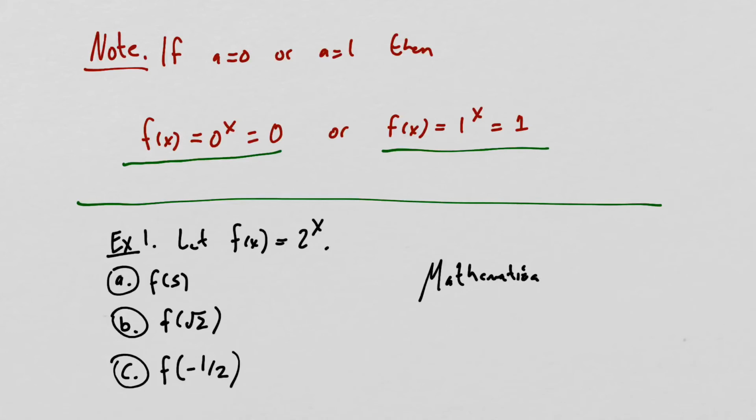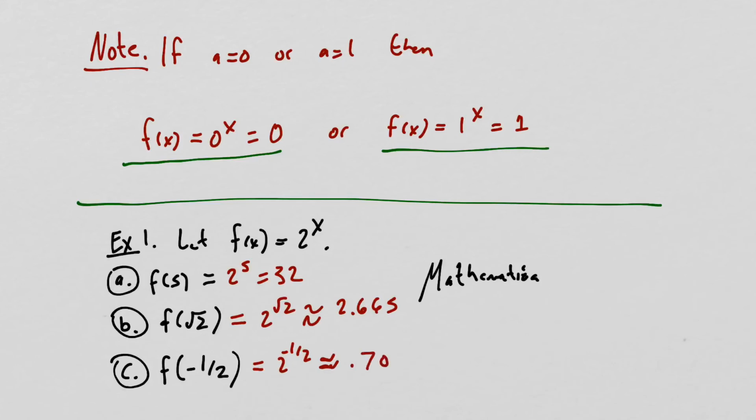In this first one, this is equal to 2 raised to the 5th, which is equal to 32. The second one is equal to 2 raised to the square root of 2, which is approximately 2.665. And the last one is equal to 2 raised to the -1/2, which is approximately 0.7071. Again, check the Mathematica video, which is separate from this video, and it goes over this computation.